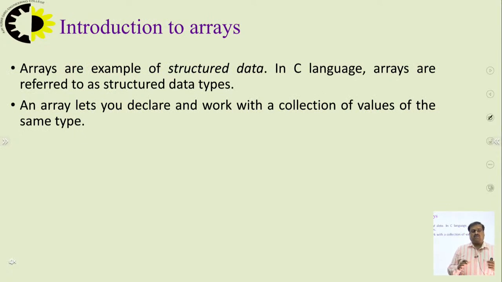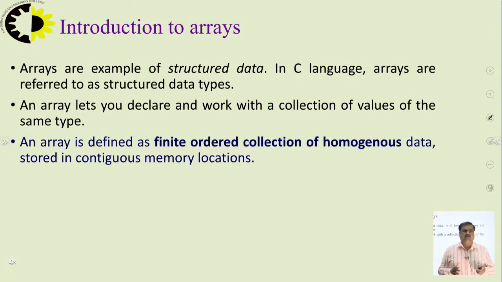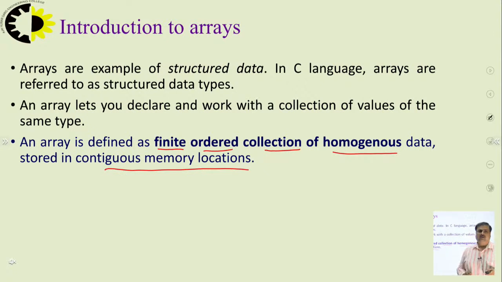Here the arrays are basically an example of a data structure. In C language, we can use this data structure. It is a kind of linear data structure which is used to store a linear set of values. The array lets you declare and work with a collection of similar kind of data. So, let us have the definition of array. An array is defined as a finite ordered collection of homogeneous data stored in contiguous memory locations.